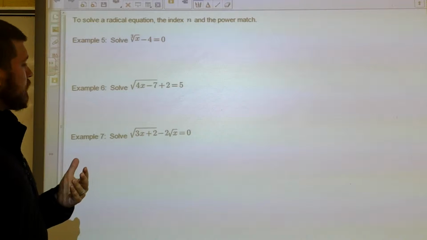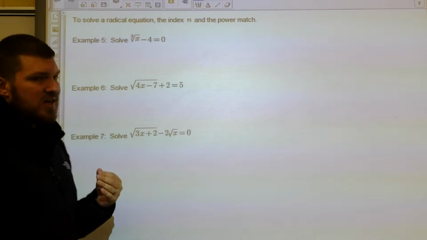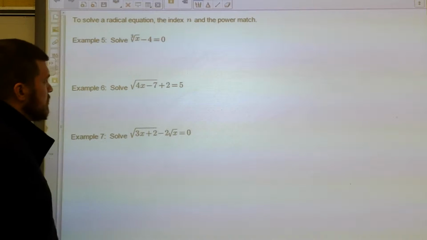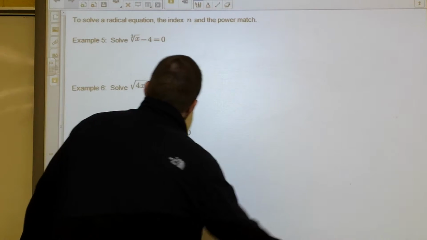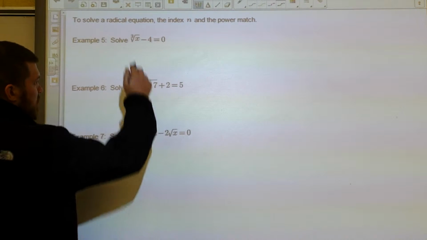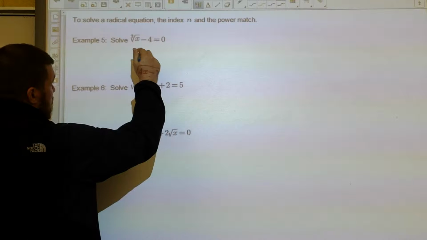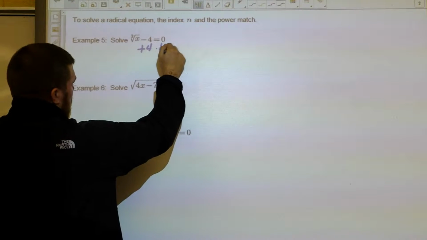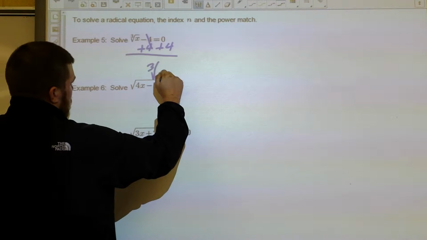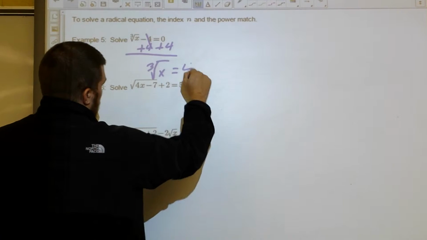So to solve a radical equation, the index n and the power that you use to cancel it out must match. It's got to. The very first thing when you want to do that is to get your root piece by itself first. So, for instance, in example 5, I'm going to start off by saying plus 4 on each side, because I've got to get that cubed root of x by itself first.